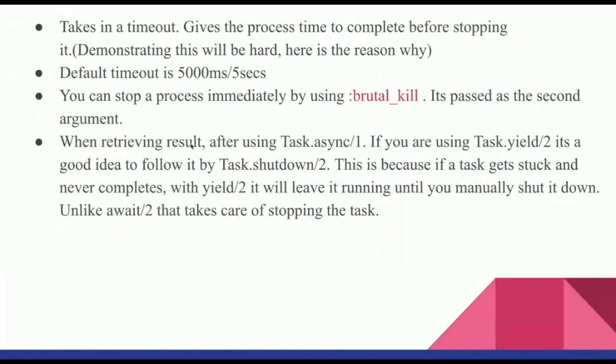So the last point is when retrieving a result after using Task.async, if you're using Task.yield, it's a good idea to follow it with a task shutdown. And this I had explained earlier. The reason is if a task gets stuck and never completes, Task.yield will leave it running until you manually shut it down, unlike Task.await, which takes care of stopping the task. So I can demonstrate this again using Task.await and Task.yield.